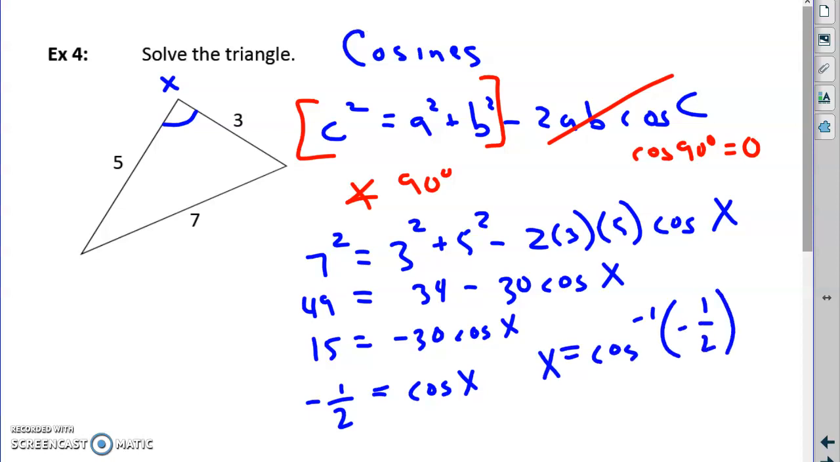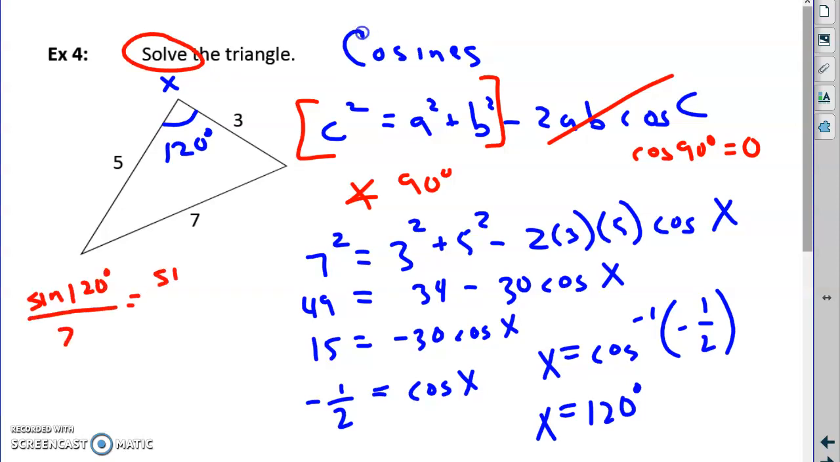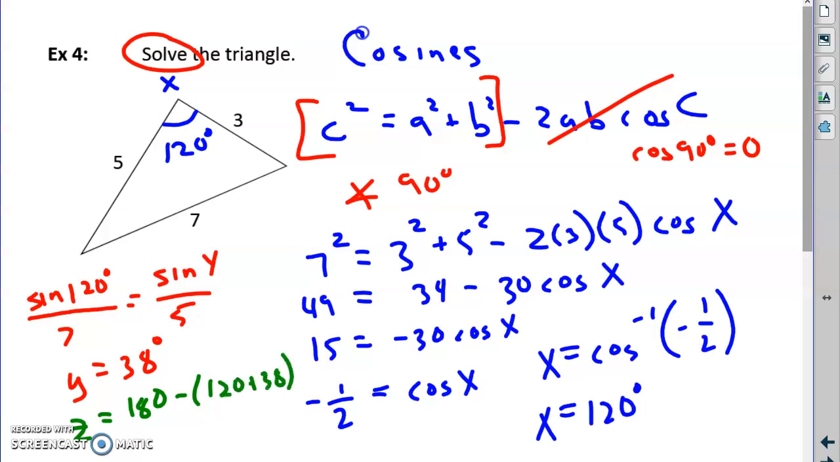Talk about something that brings back the past. Last unit we said cosine inverse of a negative ratio is a second quadrant angle. The calculator generates 120 degrees. We now have side angle pairs. We can finish this problem up. Let's do it since it says solve. We can now go sine of 120 over 7 equals sine of y over 5. Y equals 38 degrees. And then we can say the third angle, z equals 180 minus 120 plus 38. Z equals 22. And we've solved the triangle.